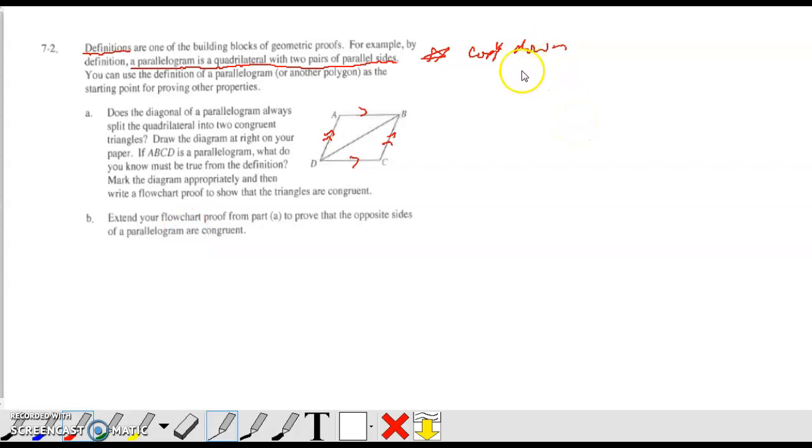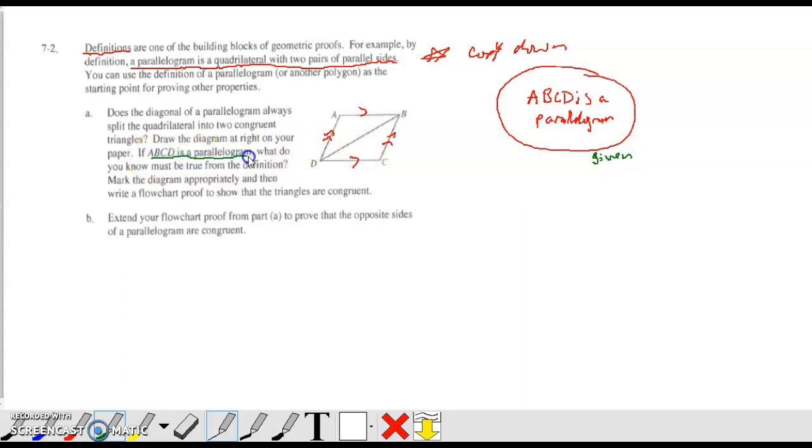So the first thing I'm going to do is state what was given. What's the first thing I gave before I even drew on here? This was a parallelogram. So I'm going to say ABCD is a parallelogram. Bam. Okay. Why do I get to say that? It's given information because I gave it right here.